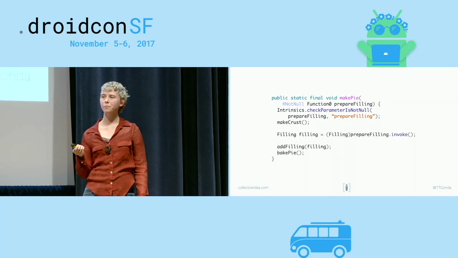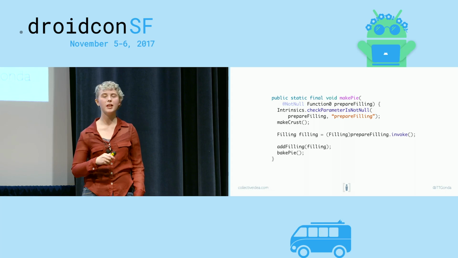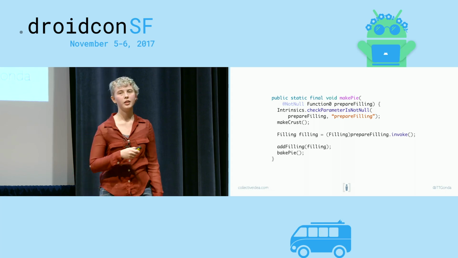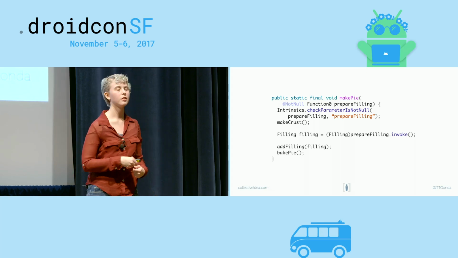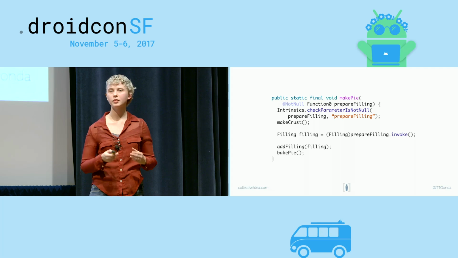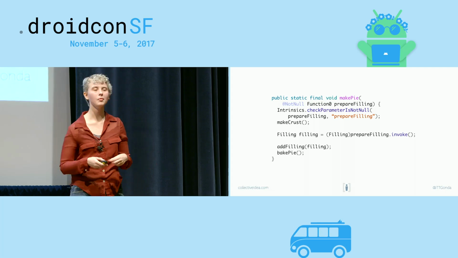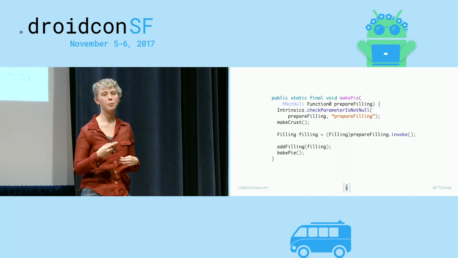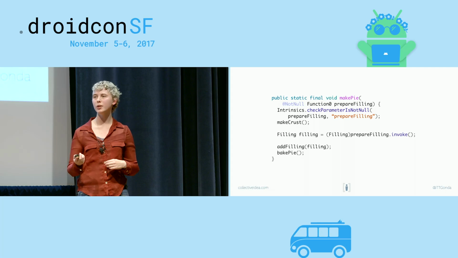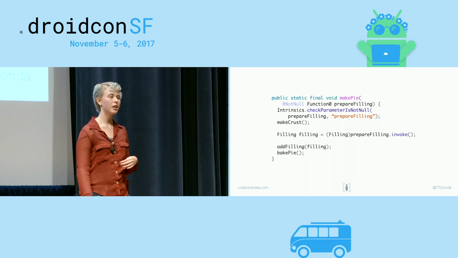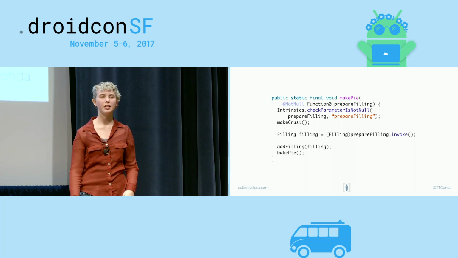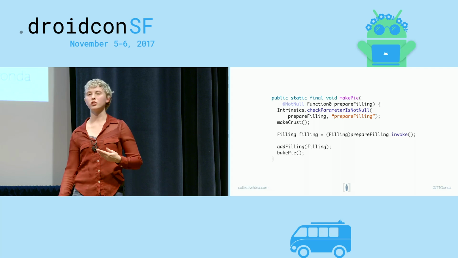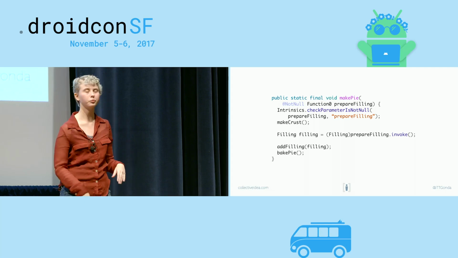When we decompile it, that parameter turns into a Function0 object. This function interface has one method on it called invoke. The 0 corresponds to the number of parameters. Remember, we didn't include any, so it's a 0. If we had included one parameter, then it would have been Function1, 2 parameters, Function2, and so on.